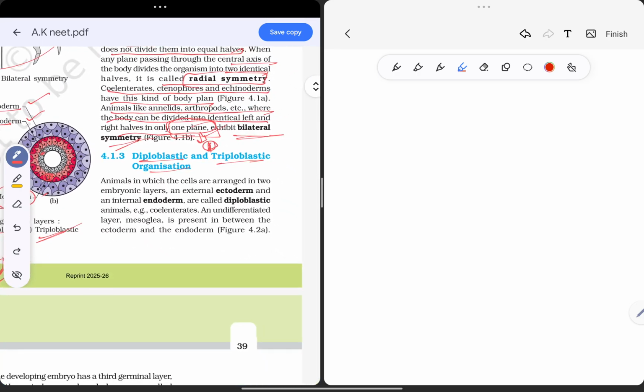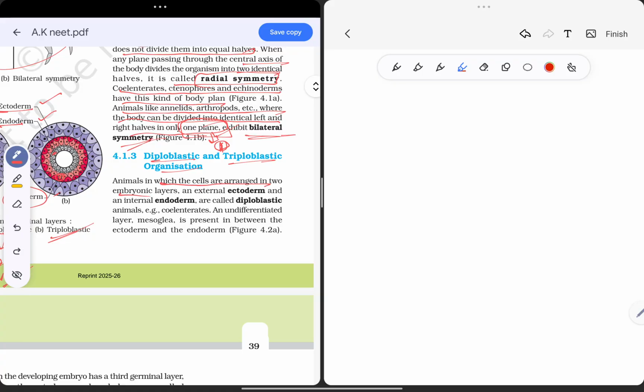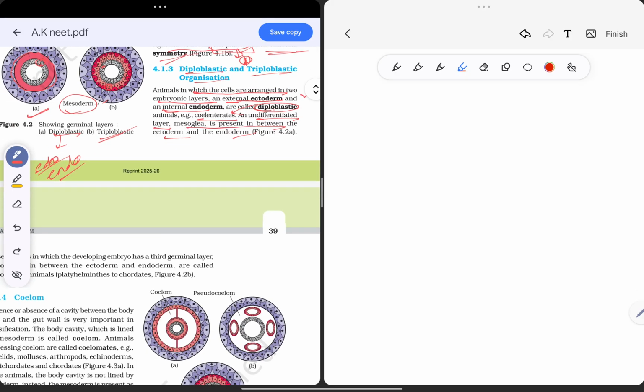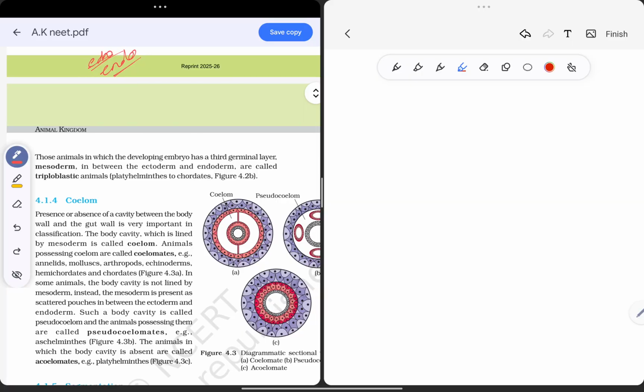That's called triploblastic. Animals in which cells are arranged into two embryonic layers, the external ectoderm and internal endoderm, are called diploblastic. What is external and what is internal should be remembered. An example is cnidarians for the diploblastic. An undifferentiated layer, mesoglea, is present between the ectoderm and endoderm. Those animals in which the developing embryo has a third germinal layer, mesoderm, in between the ecto and endo, are called triploblastic animals, like the platyhelminthes to chordates, which I told you before.